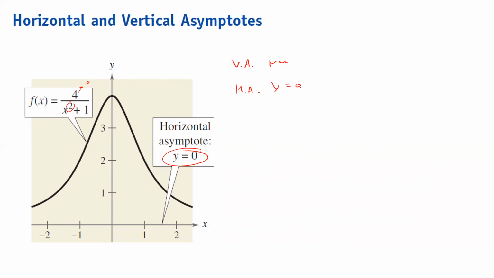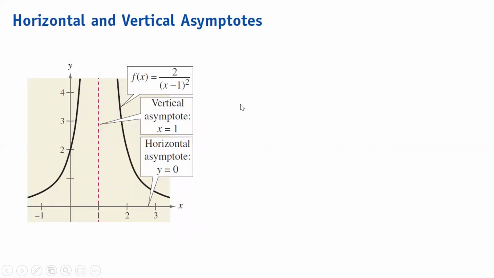Okay, so good so far. This is quick, this is easy. Next one is, ooh, how fun. This is x minus 1 to the second power. Okay, so notice on this one here.